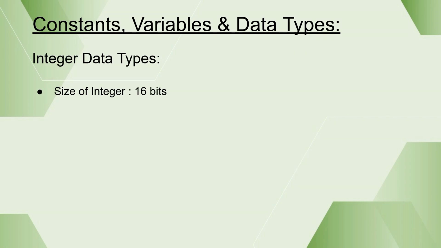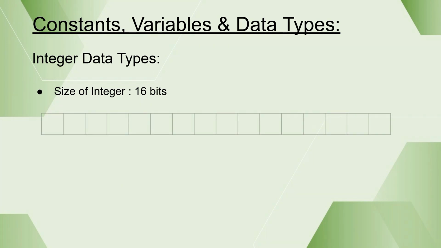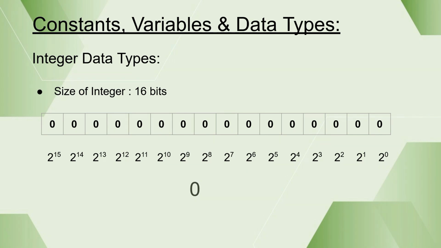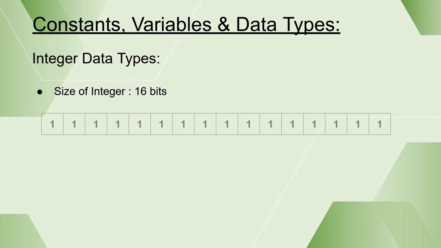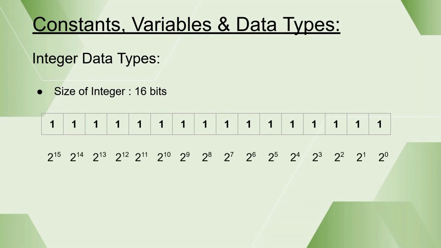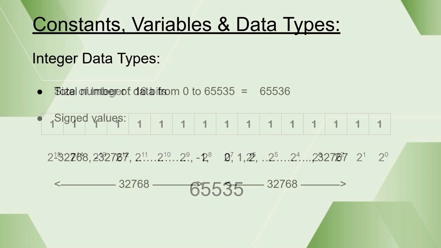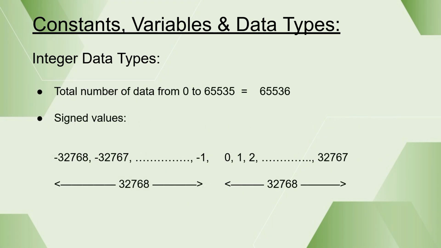Let's calculate. As the number of bits is 16, we can take 16 boxes. In the same way, we put 0 for minimum and convert it into decimal, and the value is 0. In the maximum case, we take all 1s and convert it into decimal. The value is 65535. Then the minimum number is 0 and the maximum number is 65535. The total number of data is 65536.